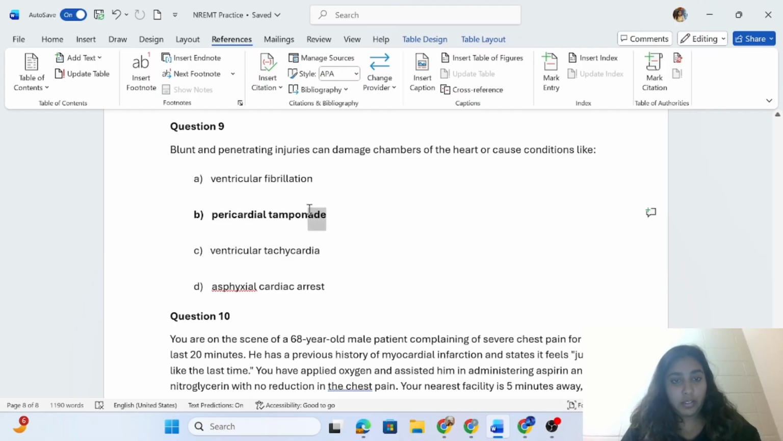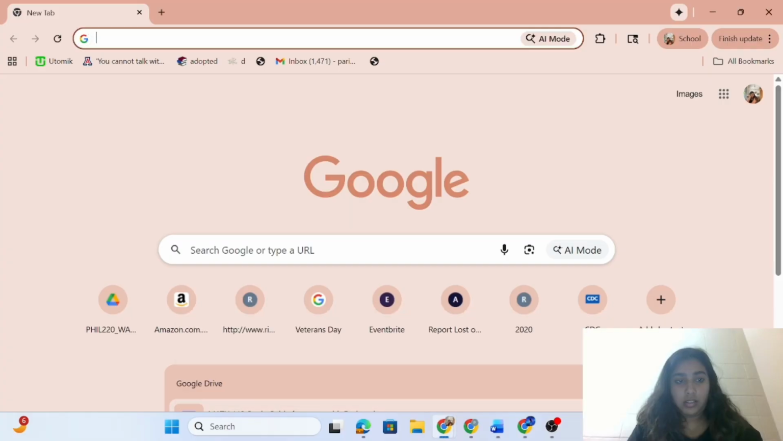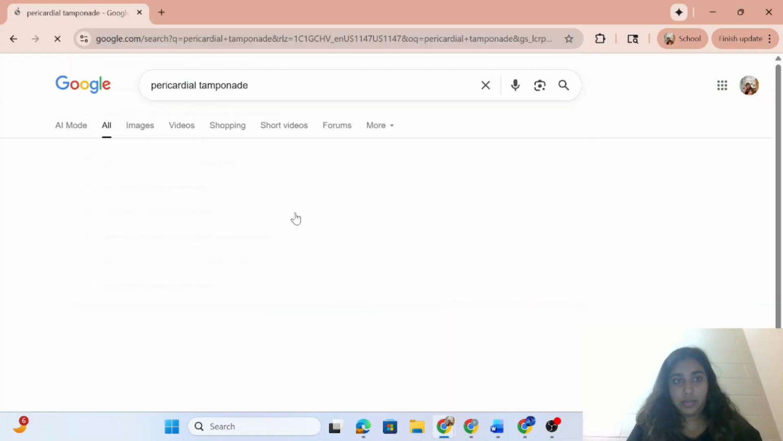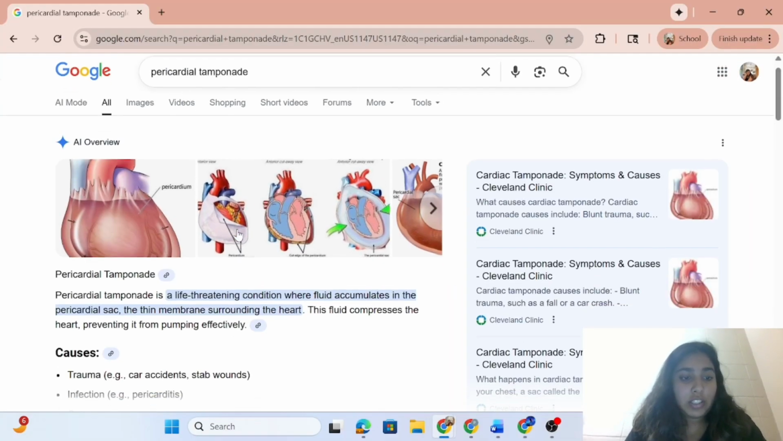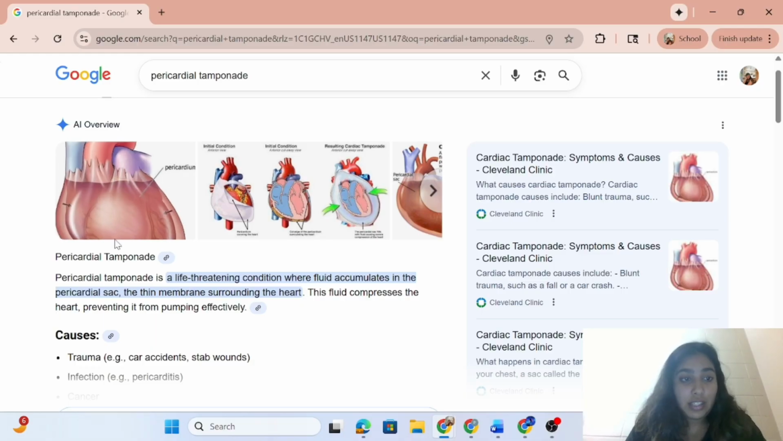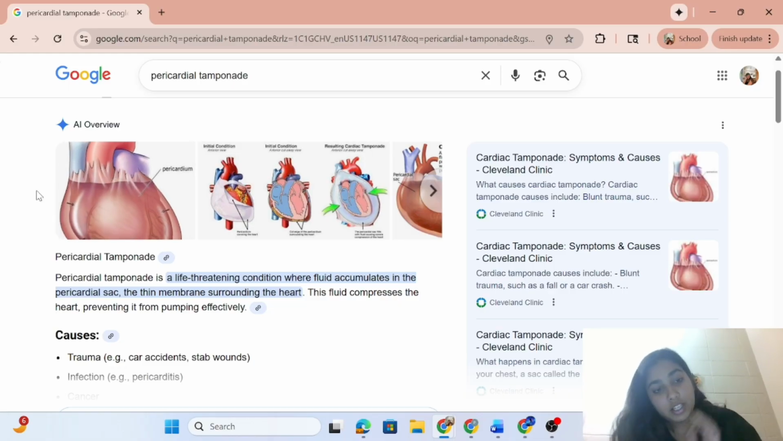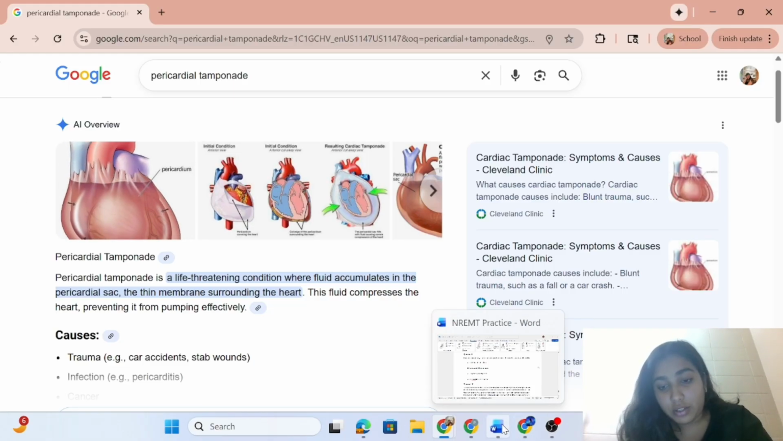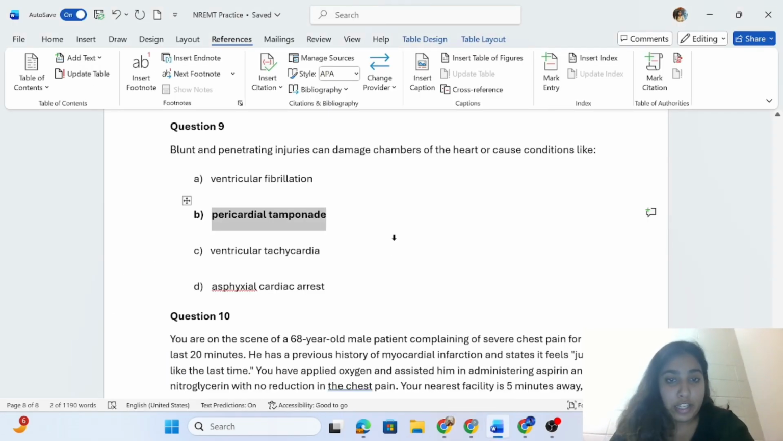I'm just bad with spelling, so I'll just copy paste it. Okay, so pericardial tamponade is a life-threatening condition where fluid accumulates in the pericardial sac, which is, if you can see, this place. So here the fluid gets accumulated because it's a blunt thing, right? So blood or something, it just punctured the heart, so then the fluid will build up and all that. So that's called pericardial tamponade. So that could happen because of blunt or penetrating injuries.